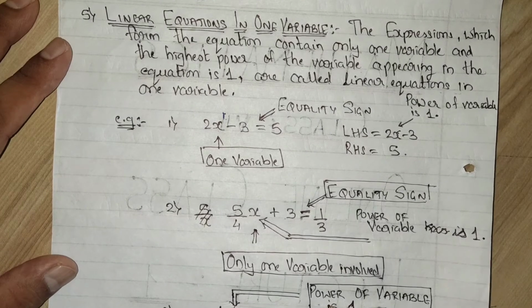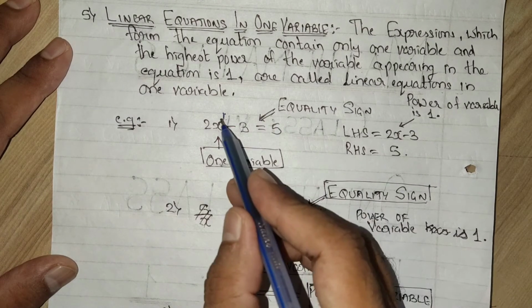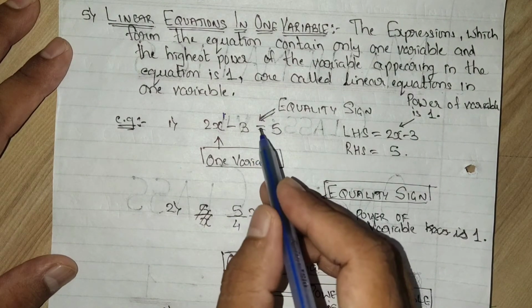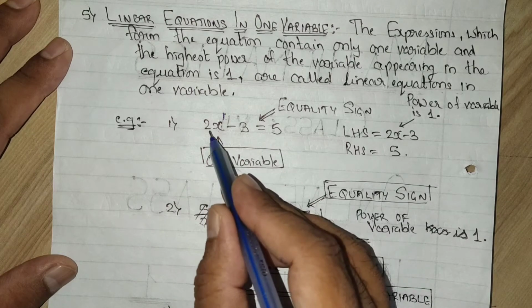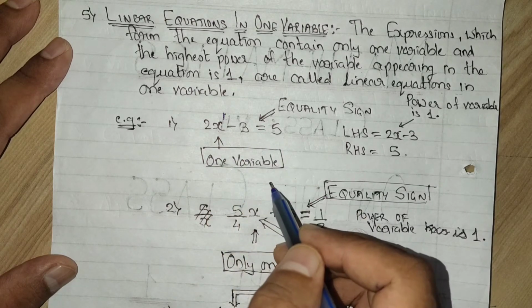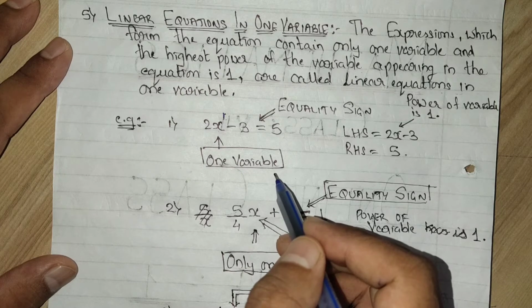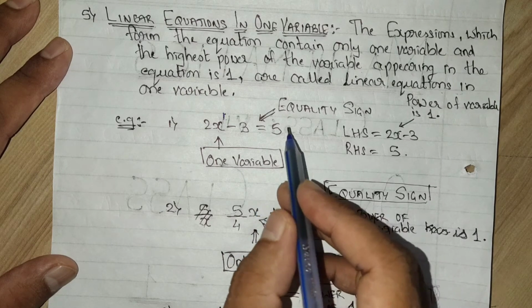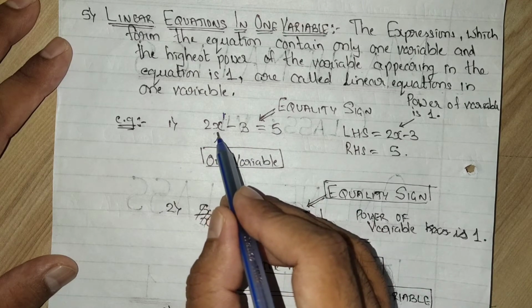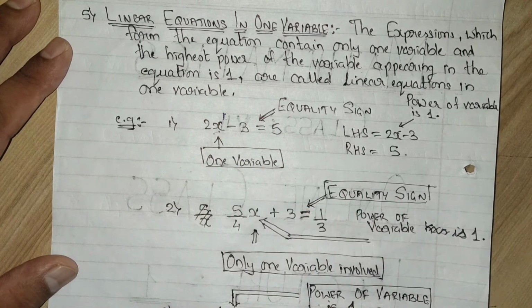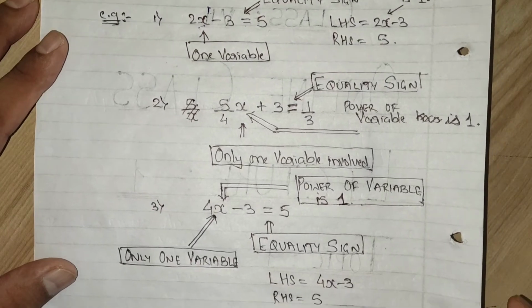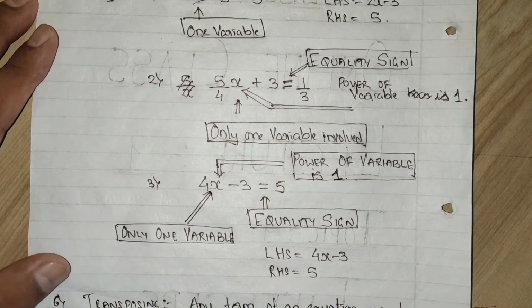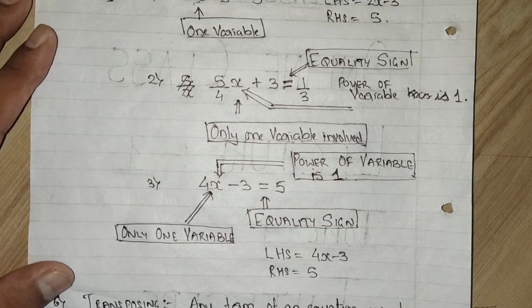Now, why linear equation? Because its power is 1. Why equation? Because it is having equality sign, LHS, RHS. And why one variable? Because it is involving only one variable. Let me take another example so that you can make sure that you know it very well.